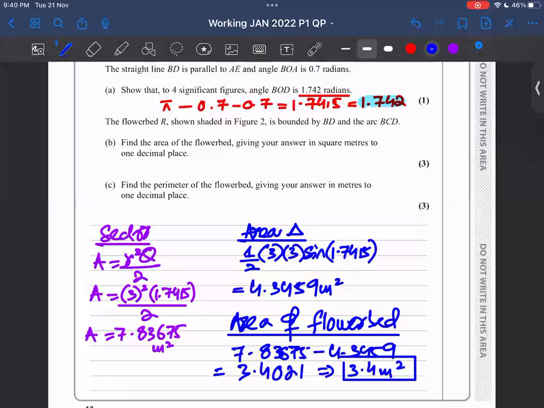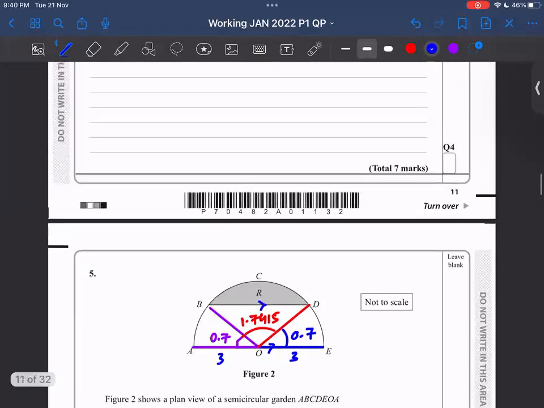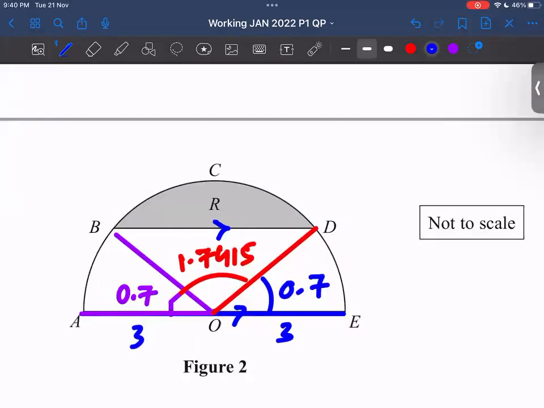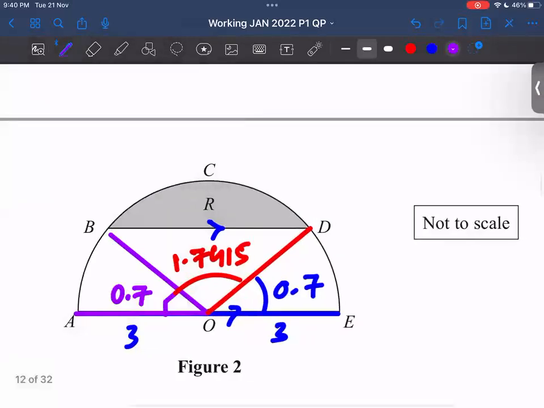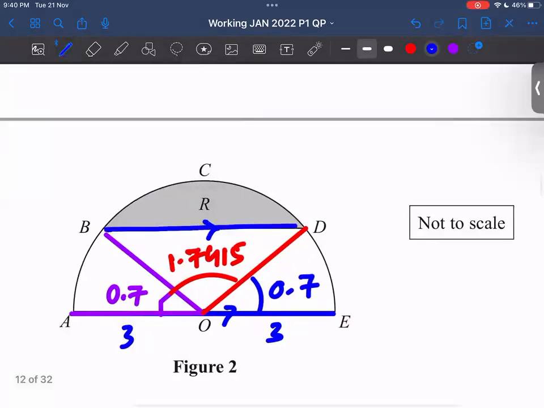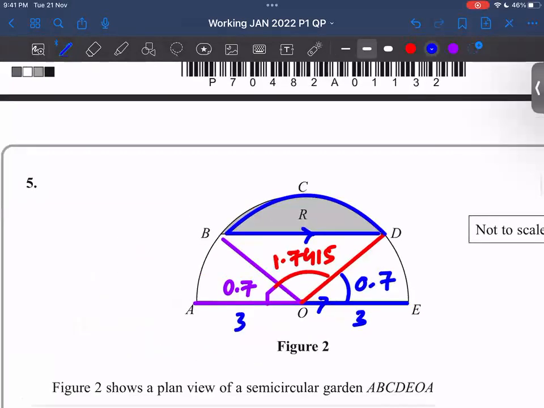Then it says find the perimeter of the flower bed, giving your answer in meters to 1 decimal place. So the flower bed perimeter is going to be the length of BD here and the arc length of BCD here. So what is the length of BD? How are we going to find the length of BD? We are going to use the cosine rule for this triangle.